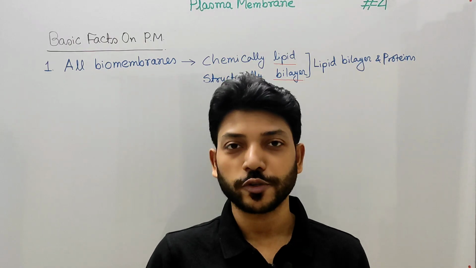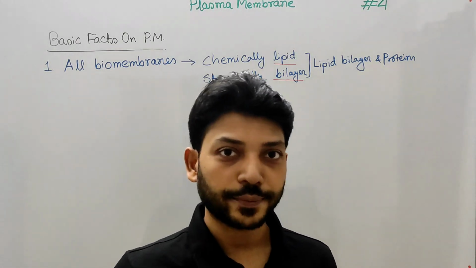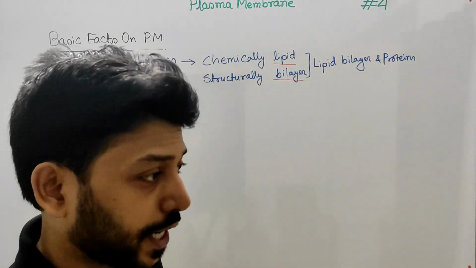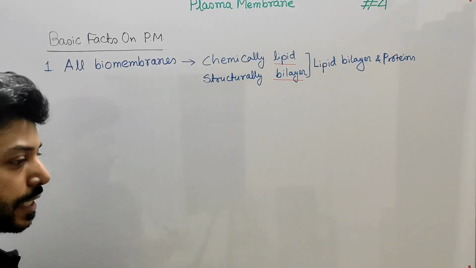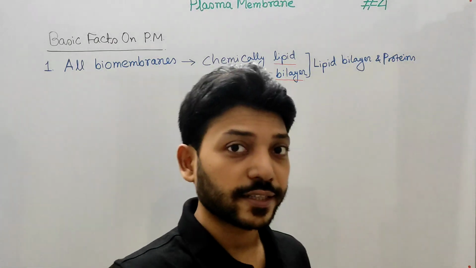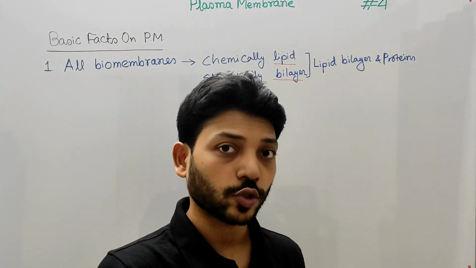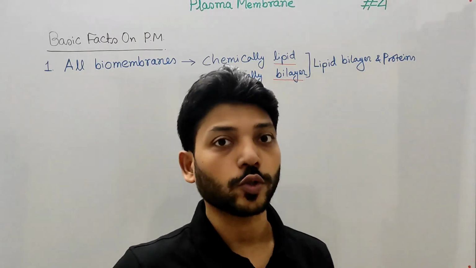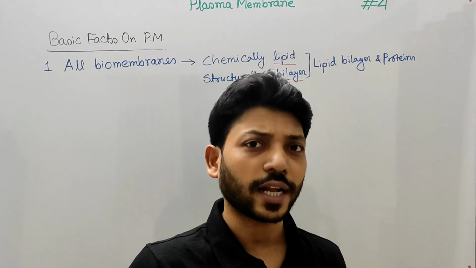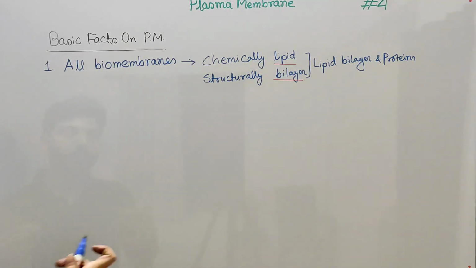Welcome everyone. Today we are going to learn about basic facts on plasma membrane. In my previous videos I have discussed that the first important fact about plasma membrane we have to remember is that all biomembranes are chemically lipid in nature and these lipids are bilayer in structure. So there are two layers of lipids present, so that's why we call lipid bilayer, and also proteins are present. This is the basic architecture of the membrane. Now in this video I will talk about other basic facts.